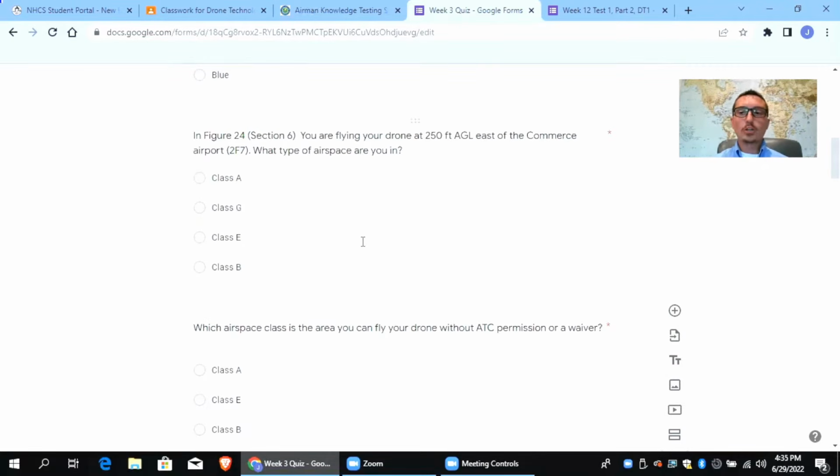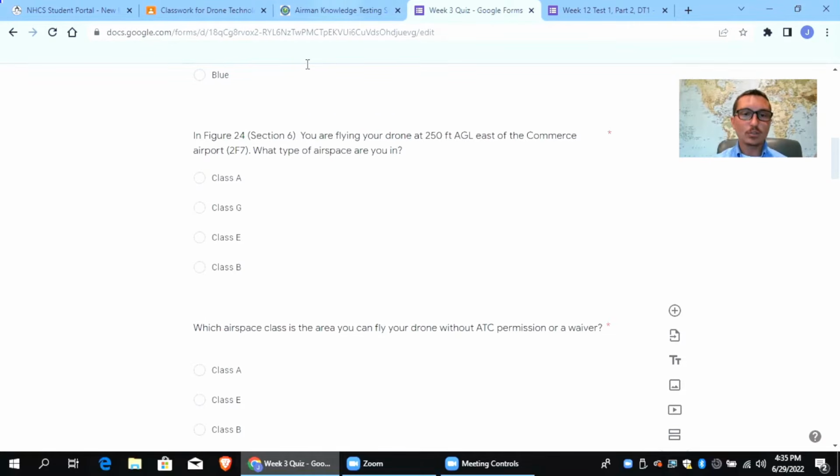All right, so we're going to use a lot of the testing supplement in this question. I'll put this in the link description below so you have it. Here, let's see, figure 24, section 6. You are flying your drone 250 feet AGL, above ground level, east of the Commerce Airport. What type of airspace are you in?